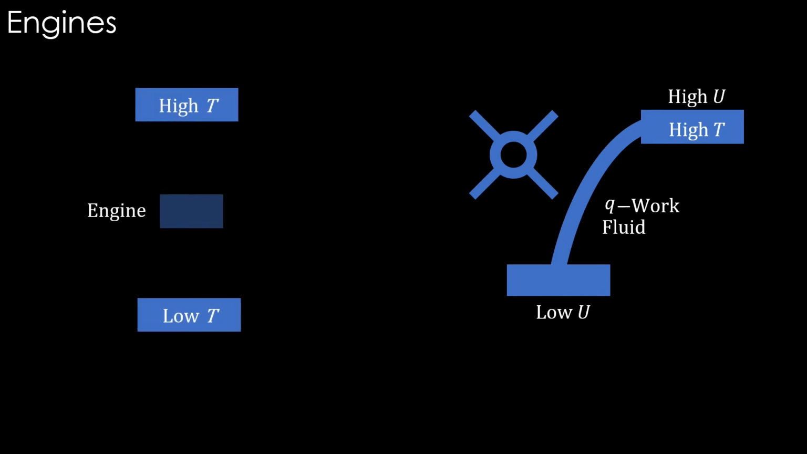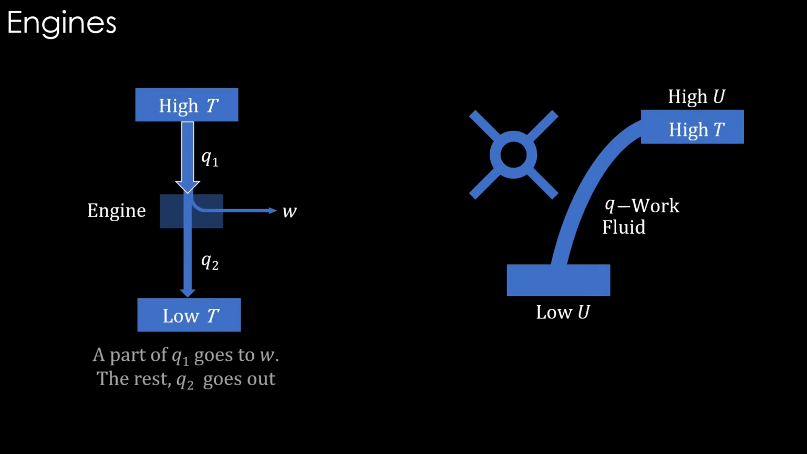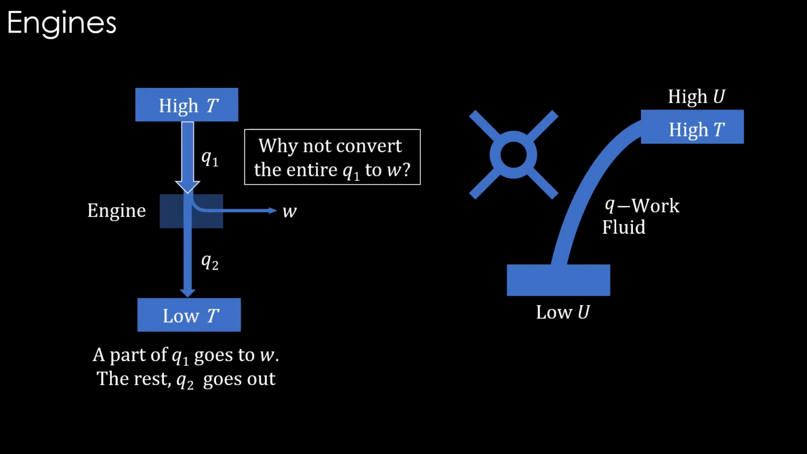From the top body at a high temperature, heat Q1 is supplied to the engine. Part of it gets converted into work by the engine, and the remaining heat Q2 is rejected down to a body at a lower temperature. But why not convert the entire heat supplied Q1 to W? Why should some heat be rejected? We will learn in this video that it is never possible to make an engine that can do that.